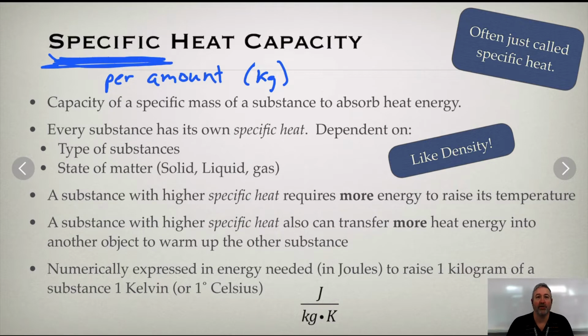For example, if we store energy in the form of heat, because it's unique, we can do some quantitative analysis of that to figure out the amount of energy that each substance needs. But it's based on how much of that substance we have.